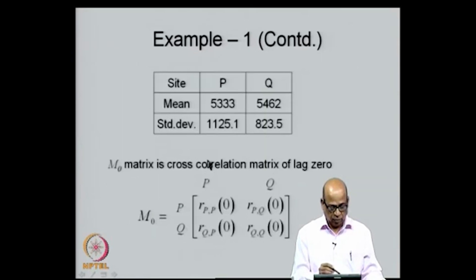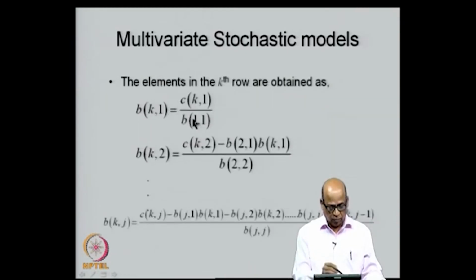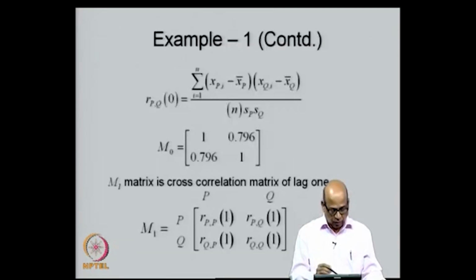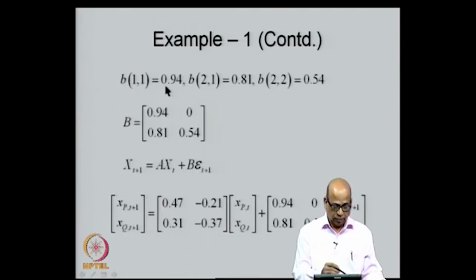I am using these expressions here: B 11 is equal to C 11 to the power half, B 22 is equal to etcetera, diagonal elements as well as kth row elements. So, I use these expressions because C has been completely defined, and the previous elements that we have just determined, we use that and then determine the next element. So, we start with B 11, then go to B 21, then go to the diagonal element of that row B 22, then go to the next row, define B 31 and so on, if you have 3 sites.